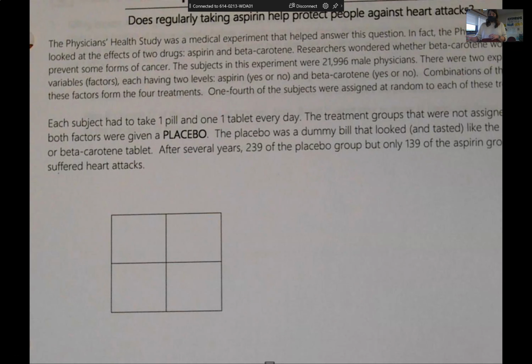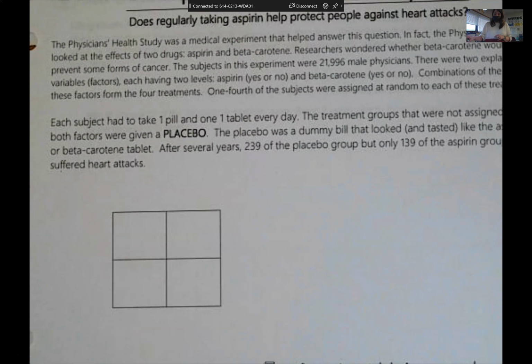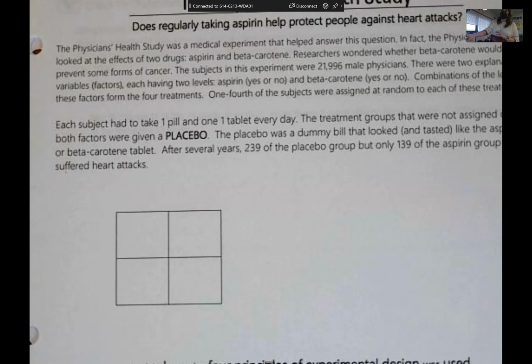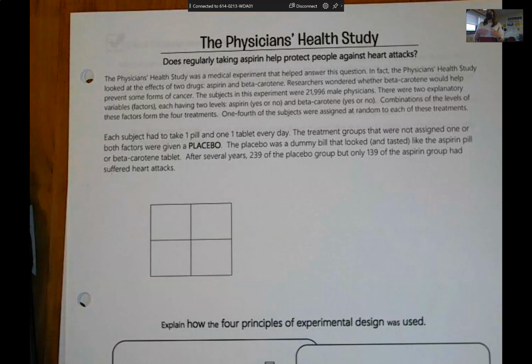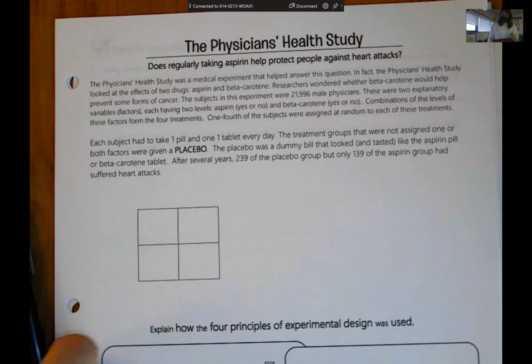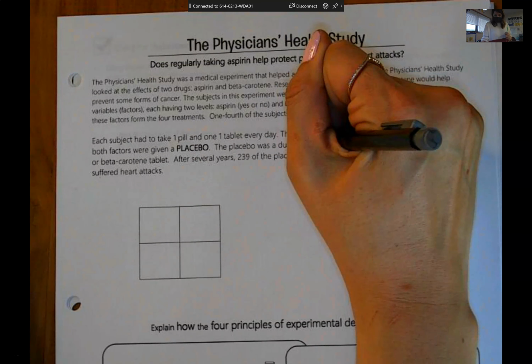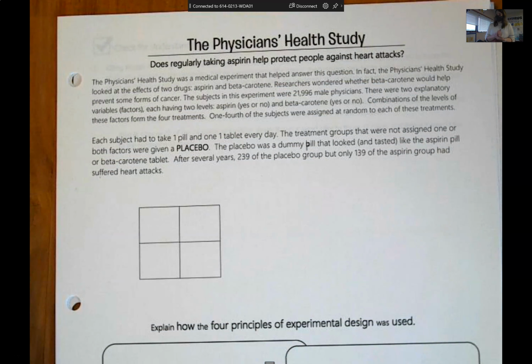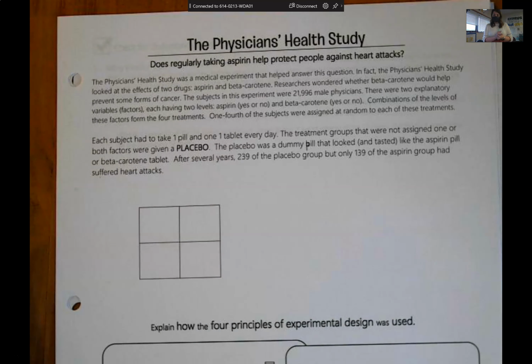The treatment groups that were not assigned one or both factors were given a placebo or a placebo. So every single person was taking 1 pill and 1 tablet. The placebo was a dummy pill, that says pill, not a dummy bill, dummy pill, that looked and tasted like the aspirin pill or the beta carotene tablet. After several years, 239 of the placebo group, but only 139 of the aspirin group had suffered heart attacks.